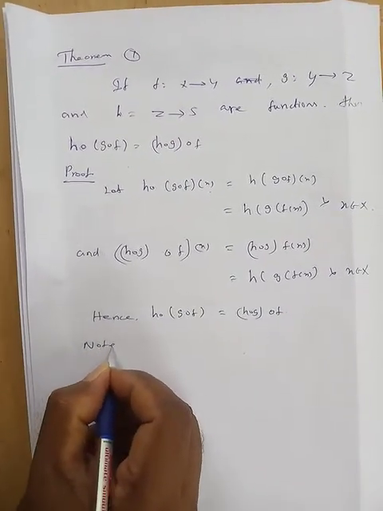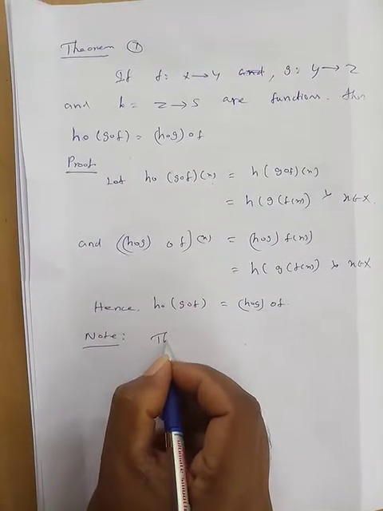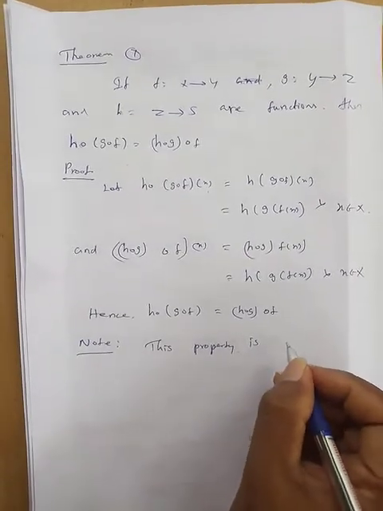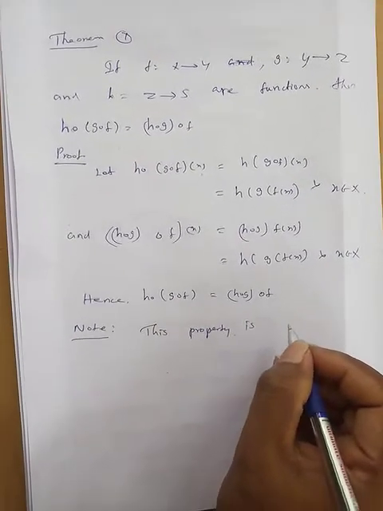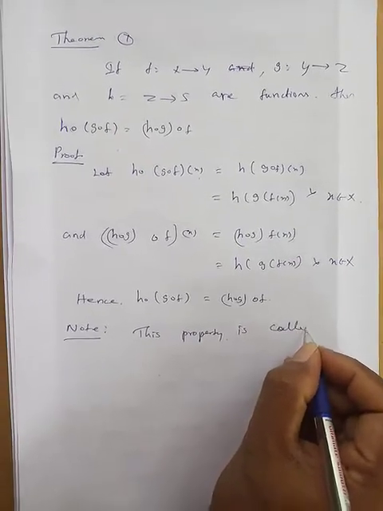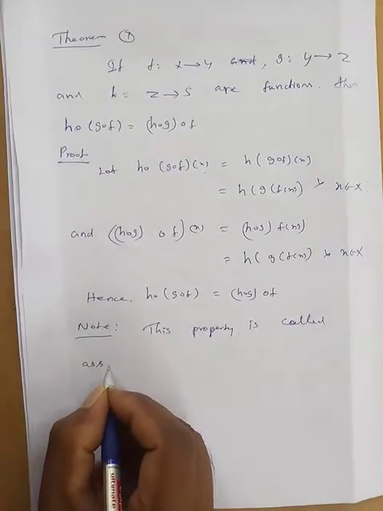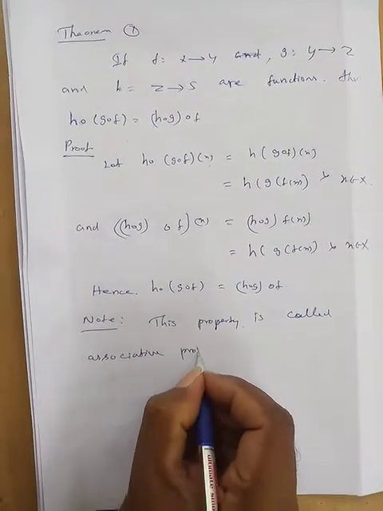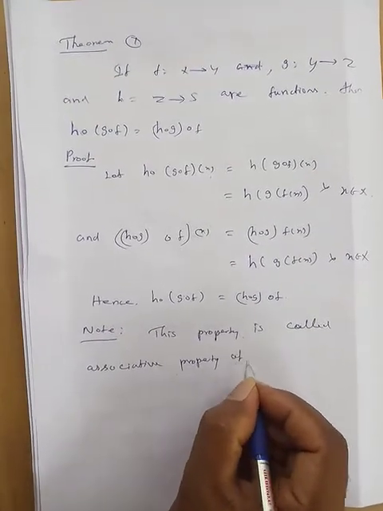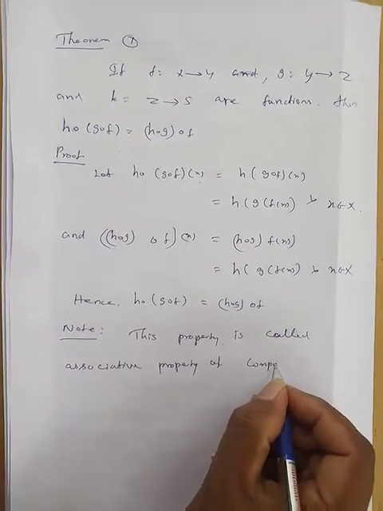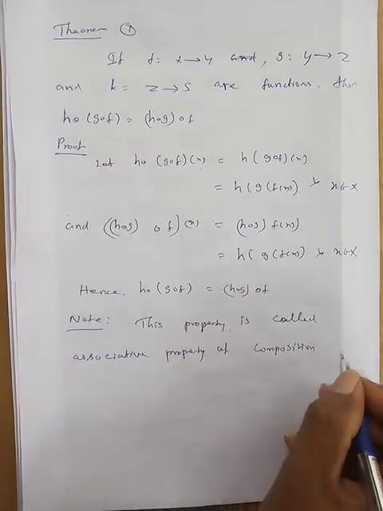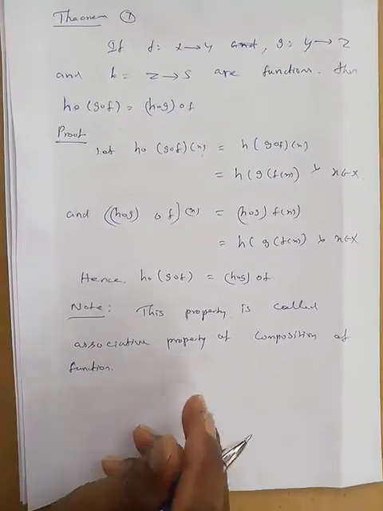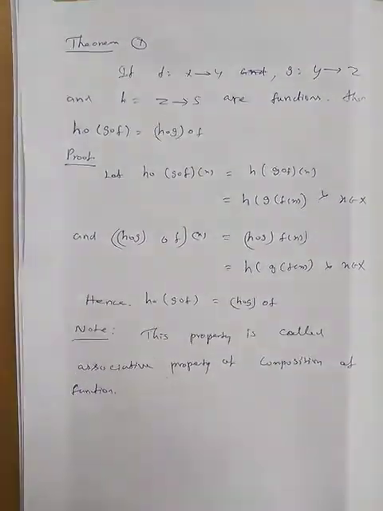Note, this property is called the associative property of composition of functions. Hence composition of functions is always associative.